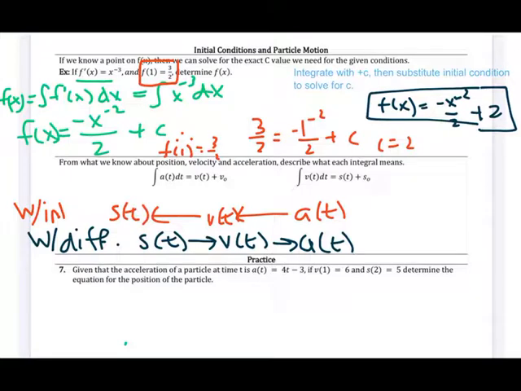So that relationship still exists, but now we have a new way to connect them. The integral, for example, of acceleration is the velocity function plus some c value, but we know that c value is just going to be v naught, the initial velocity. The integral of the velocity function is going to give us the position function plus the original position, s naught. So let's go ahead and look at a couple of examples and work through this process specifically in terms of acceleration, position, and velocity.